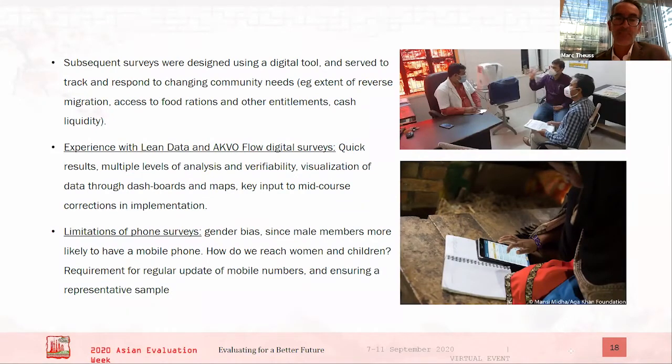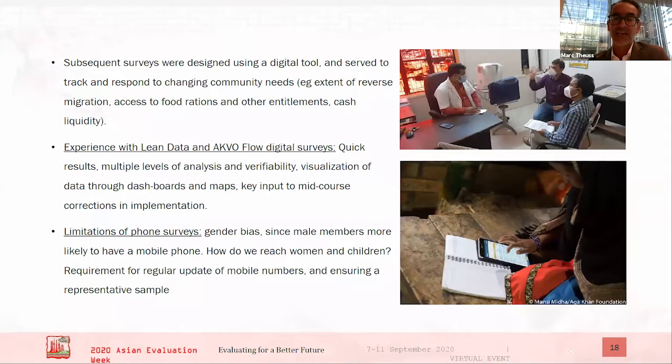After that April survey, subsequent surveys were implemented using digital tools and remote data collection to understand evolving community needs, things like the extent of reverse migration, access to food rations and other entitlements, and cash liquidity. They had a lot of experience with digital surveys called ACVO and lean data approaches, which we're going to be talking about in more detail later in this session.